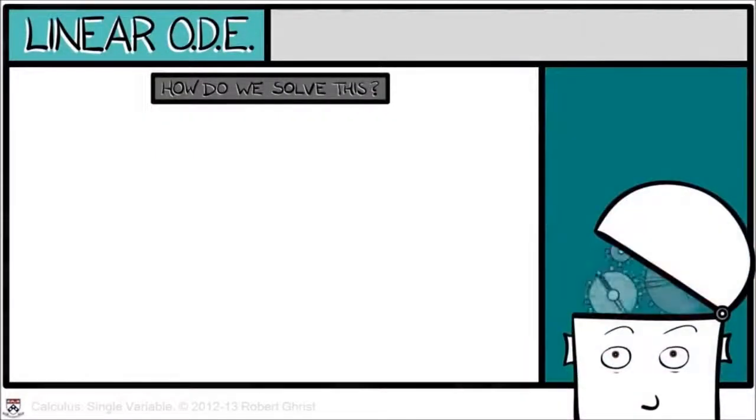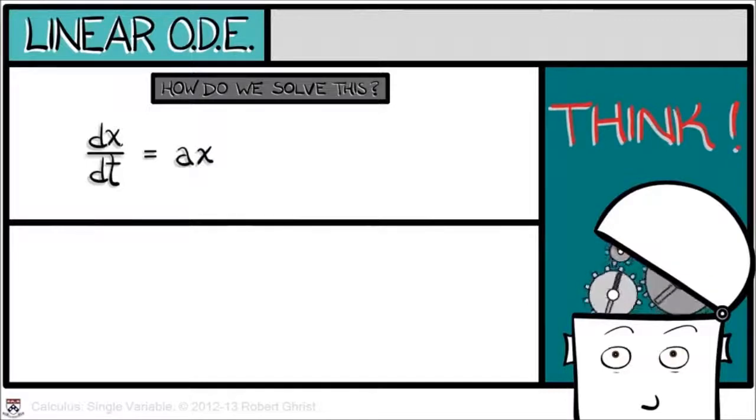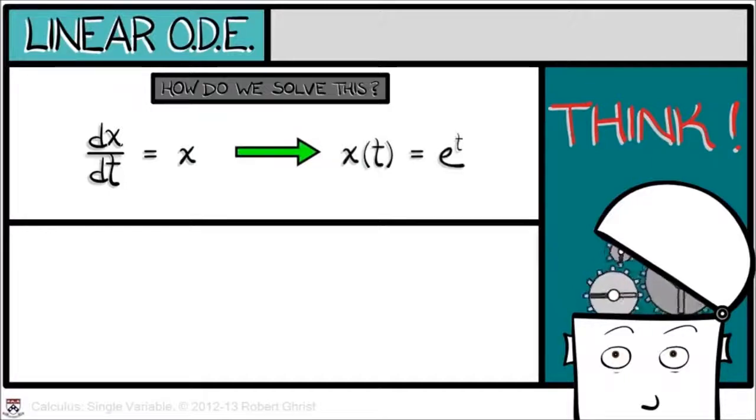How do we go about solving this equation? Well, the first thing that we're going to do is look at it and think. dx/dt equals a times x. Let's simplify and say that a is equal to 1. We're looking for a function whose derivative is itself. You and I both know an excellent solution.